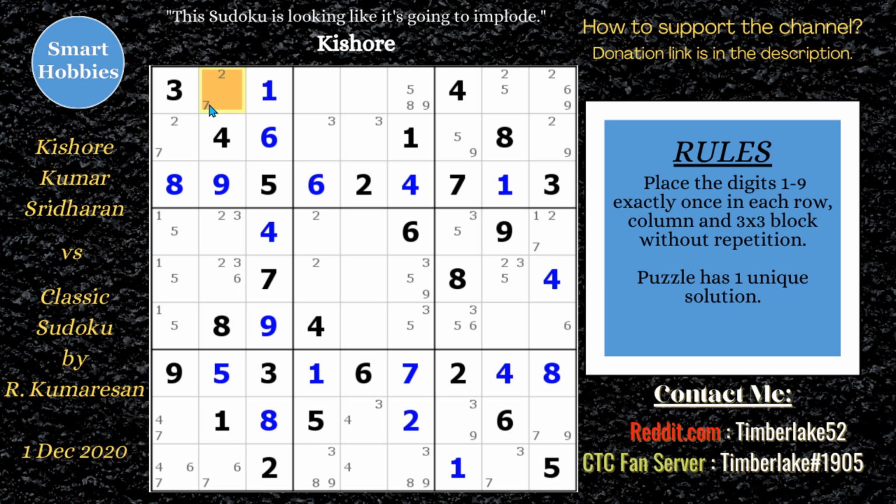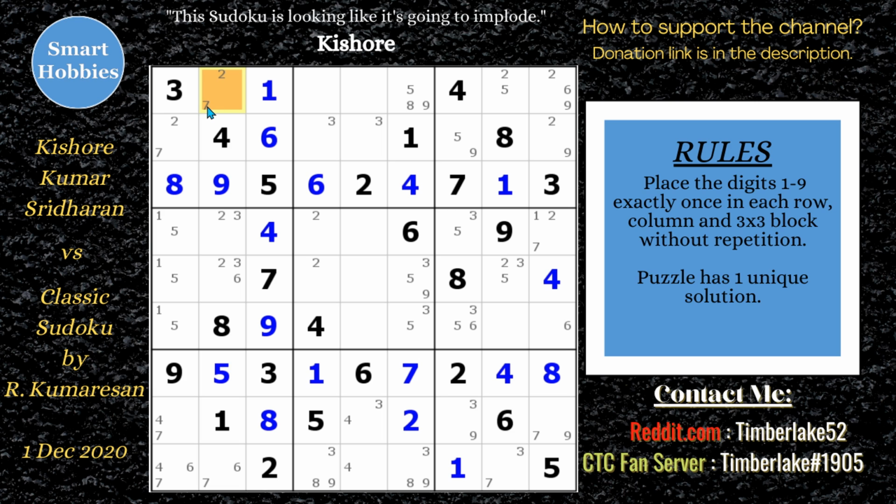And I've done a tutorial on XY chains, and I put a link right here, and you can go check that out if you're not really that familiar with it. But the idea is you have these strong links within the cells and weak links between the cells. And as long as you start and end with the same candidate, you can eliminate that candidate from any cell that sees both the start and end point of the XY chain.